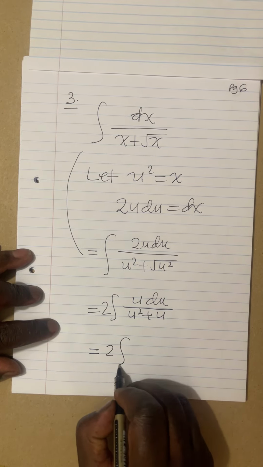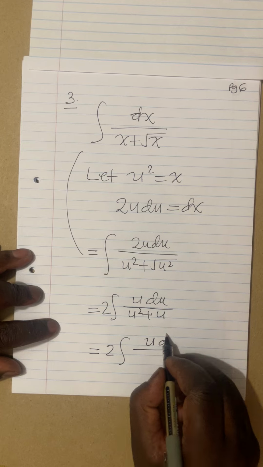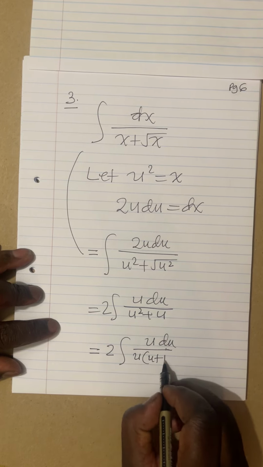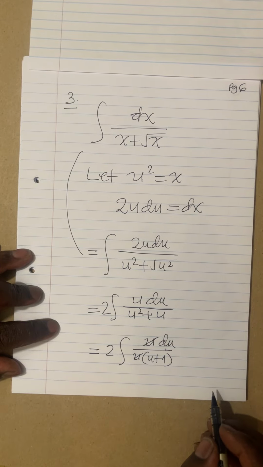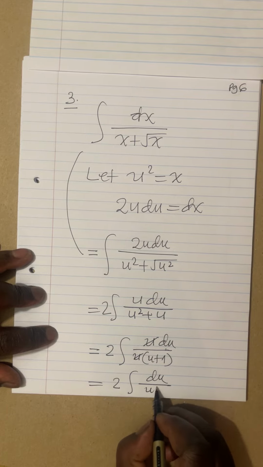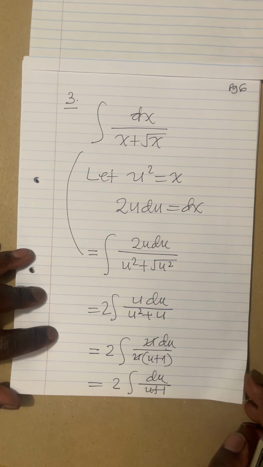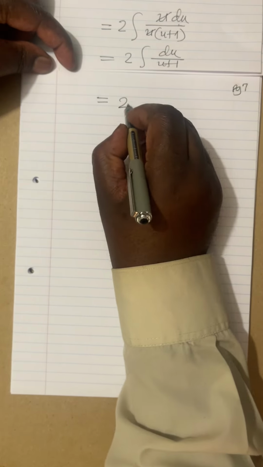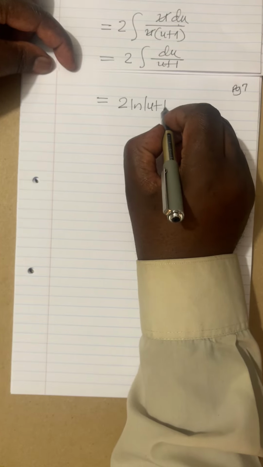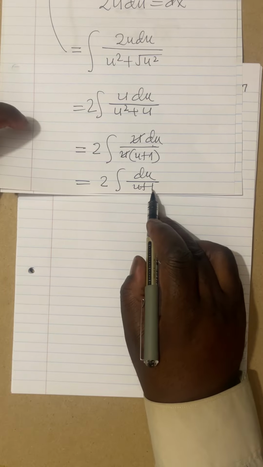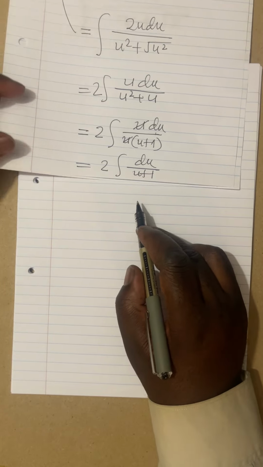This is 2, the integral of u all over, of course we have du there. Factorize the denominator, you have u plus 1. Notice these cancel. So what do we have now? We have 2, the integral of du all over u plus 1. And if you allow me to move straight, that integral is just 2 natural log of u plus 1, plus c. The integral of 1 over u plus 1 is just natural log of u plus 1.